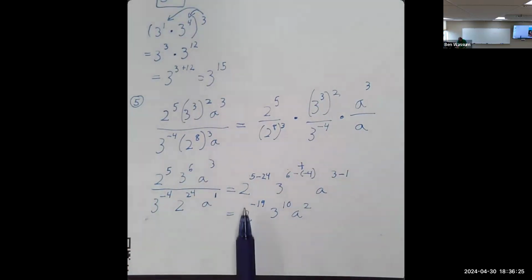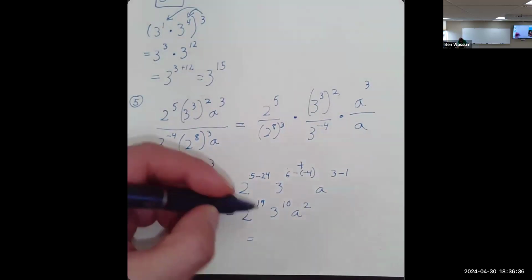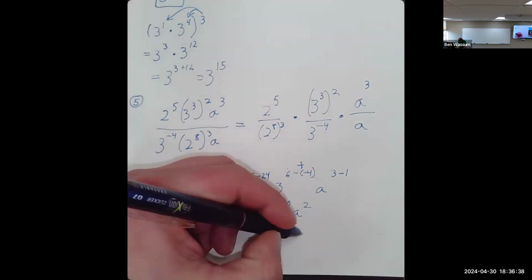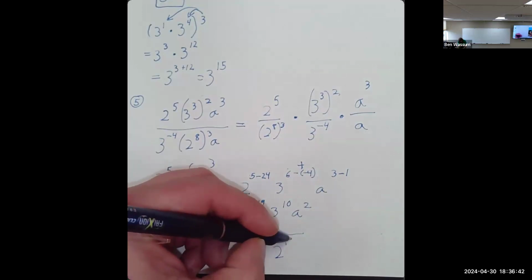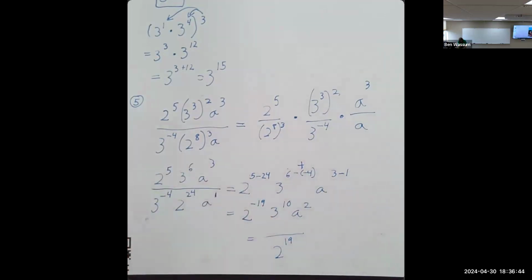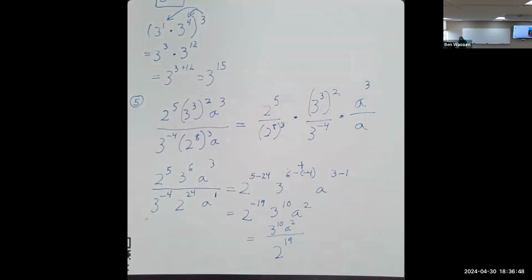Nothing else I can put together. The only thing that stands out is this has a negative exponent. Again, you can't finish your problem with a negative exponent on. So all we got to do, that thing is going to become positive if I flip it to the bottom of a fraction bar. What's up top? The stuff that was there a second ago anyway. The 3 to the 10th and A squared.